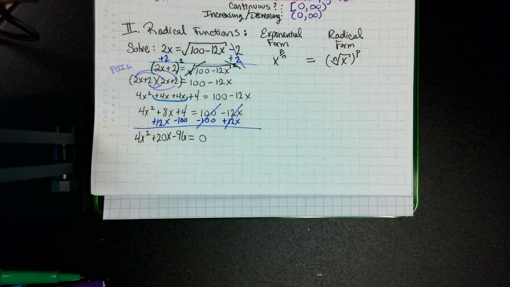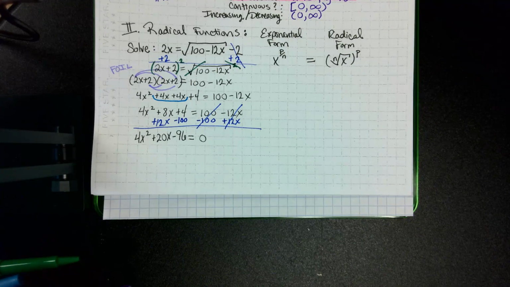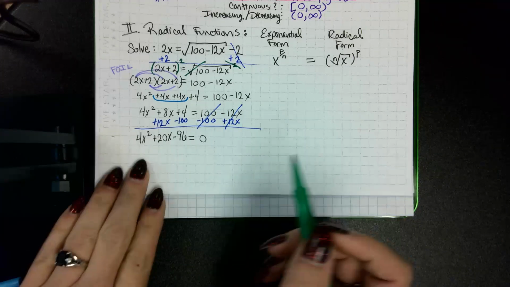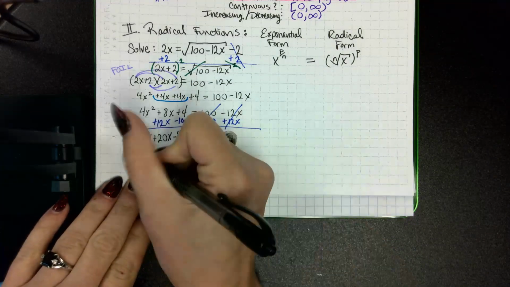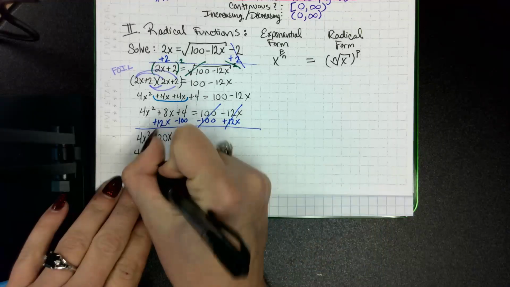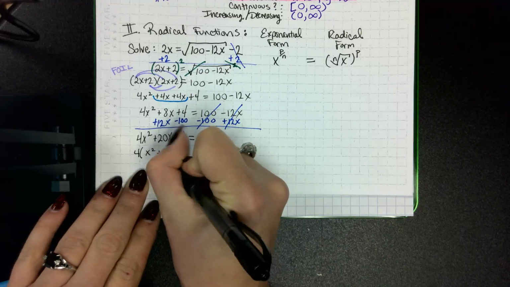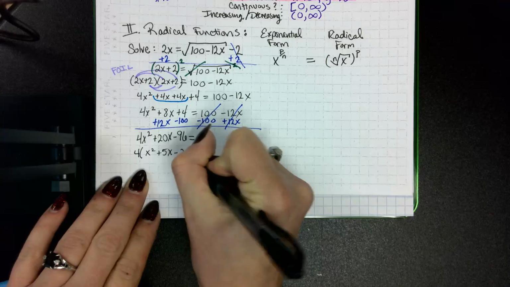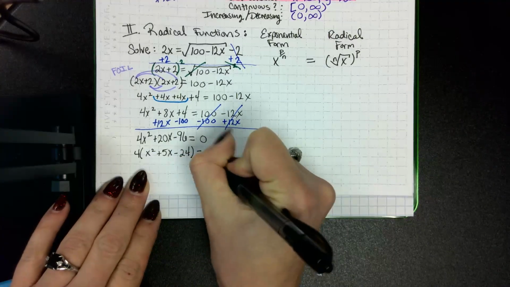The GCF will be 4. So it's going to be x squared plus 5x minus 54. So now that I have my trinomial on the left, look for a GCF. If you have a GCF, which 4 is the GCF, we factor out the 4. The greatest common factor is 4, and that leaves x squared plus 5x minus 24 equals 0.